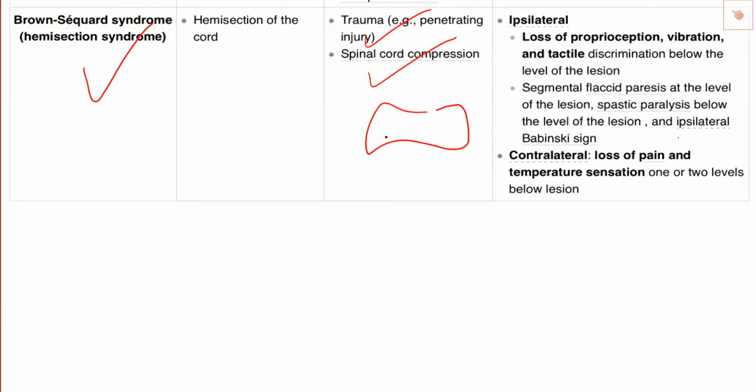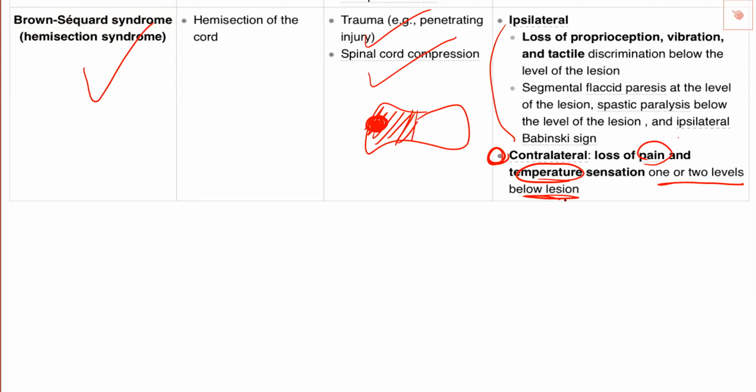Last, Brown-Sequard syndrome: section of the spinal cord, trauma with a knife, or spinal cord compression from the side. So the affection is one side of the cord, and all tracts will be affected, ipsilateral and contralateral. Contralateral because the lateral spinothalamic tract carries pain and temperature, so there is loss of contralateral pain and temperature one or two levels below the lesion.